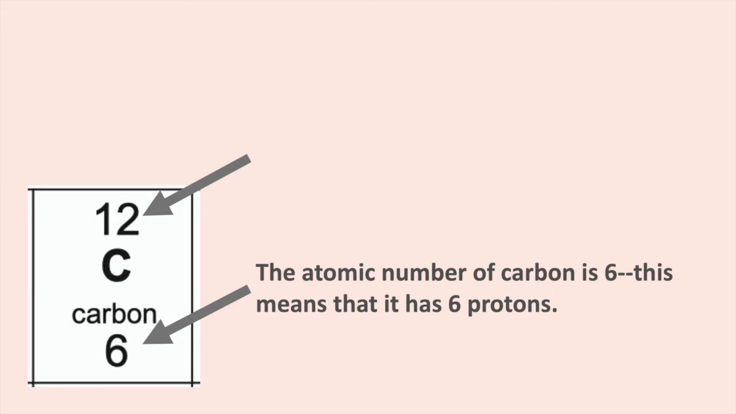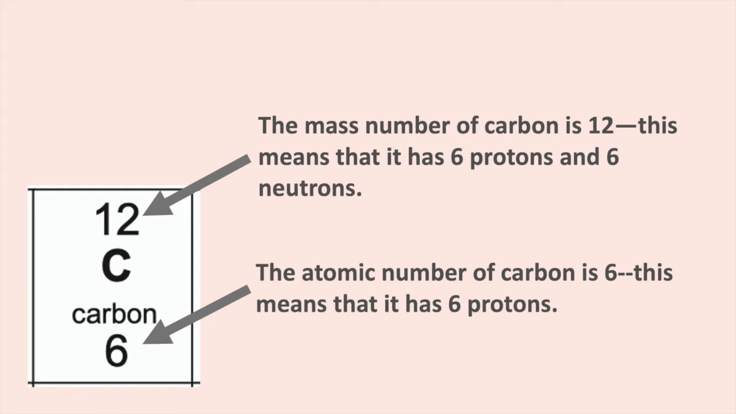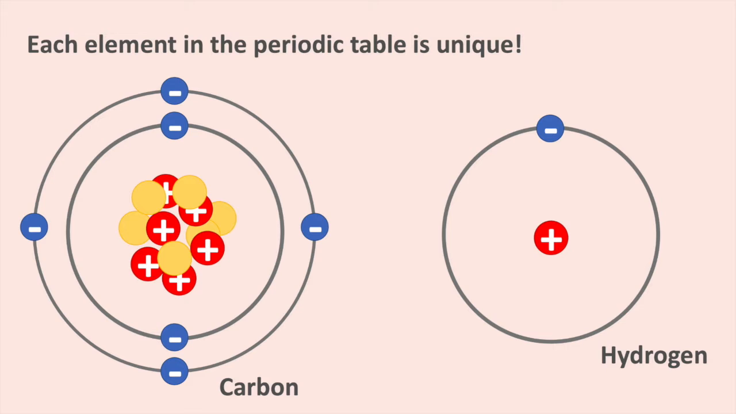The atomic number of carbon is 6. This means that carbon atoms have 6 protons. The mass number of carbon is 12, which means that it has 6 protons and 6 neutrons. These diagrams show us the structure of two elements in the periodic table, carbon and hydrogen, and you can see that these elements are unique. Carbon has 6 protons, 6 neutrons, and 6 electrons. Hydrogen has just 1 proton and 1 electron.